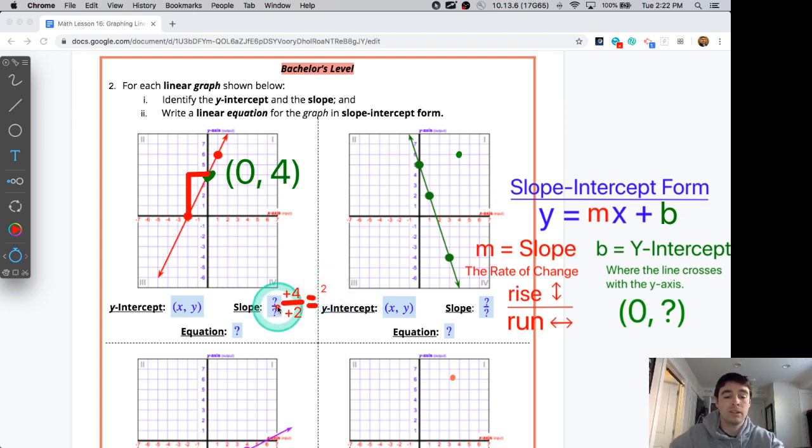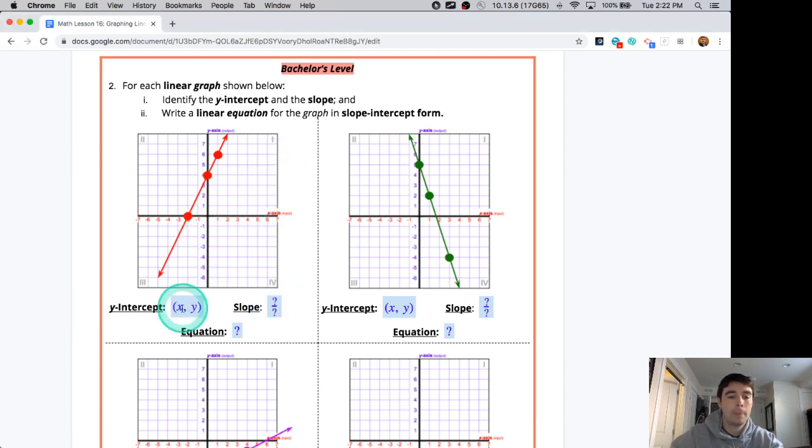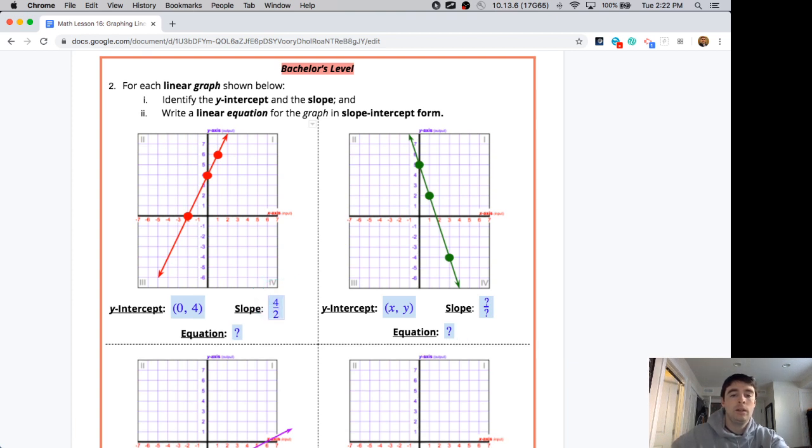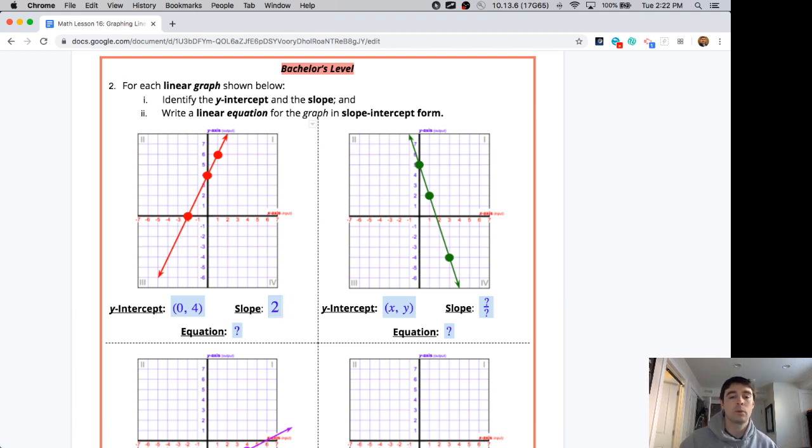So I'm going to plug my slope in here as just positive 2, which is the same thing as 2 over 1. And I'm also going to plug my y-intercept in as (0, 4). So again, the y-intercept is (0, 4). That point where the line crosses the y-axis represents the easiest solution to find, maybe. And then our slope: it was going up by 4, right by 2, but I simplified that 4 over 2 down to 2, because 4 divided by 2 becomes an integer, or 2.